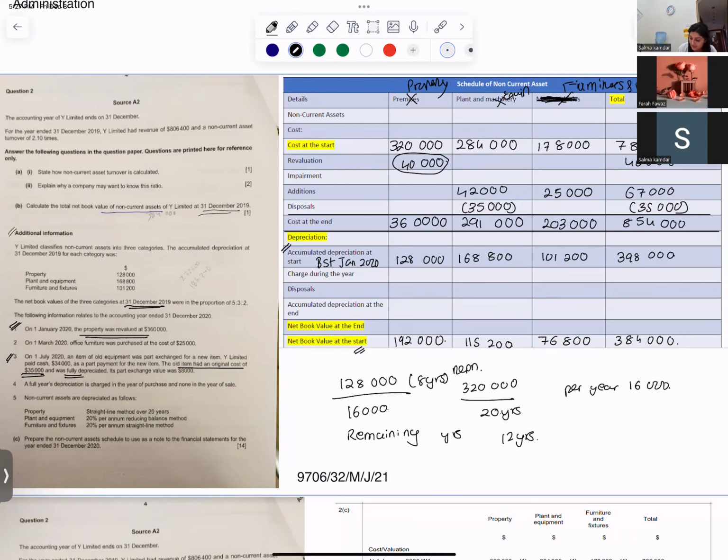So first 16,000, you will already charge for the original cost, right? Okay. 40,000 is the revaluation that would be split between how many years? 12 years. Will you split 40,000 for 12 years or you will split 360,000 for 12 years? 360,000. Okay, split 360,000 for 12 years.